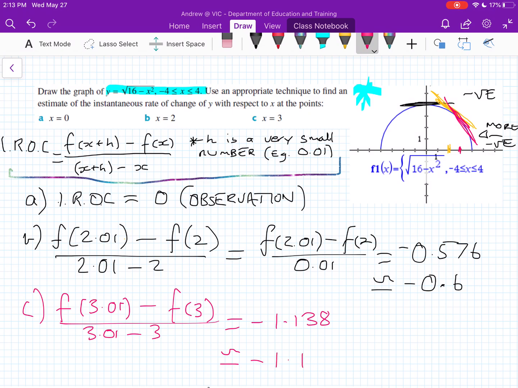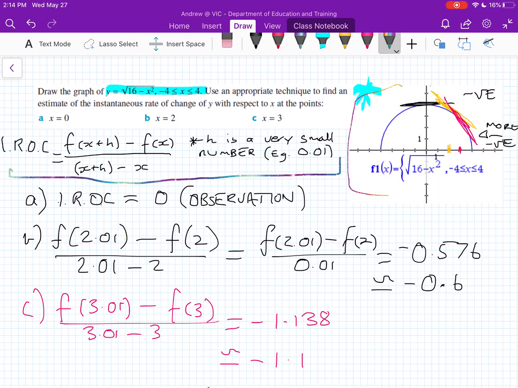So this is how you actually work out approximate instantaneous rates of change. You're essentially working out the average rate of change over a very, very small gap around that point. It's the same formula, and just make sure that you first check by observation what's going on with your graph. Is it going to be a negative or positive gradient? How negative or positive will it be?